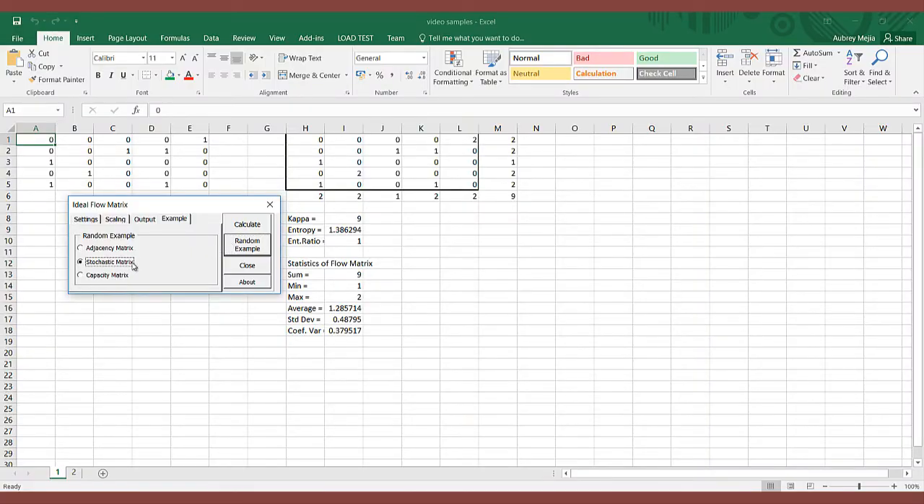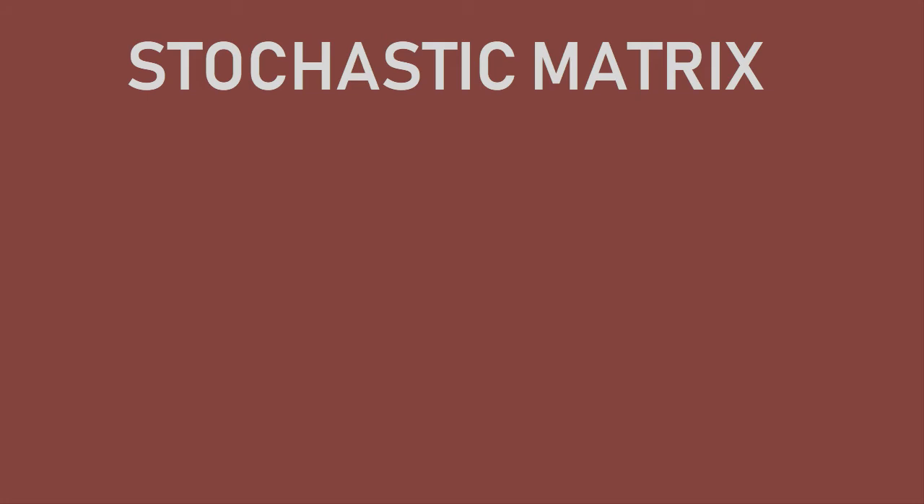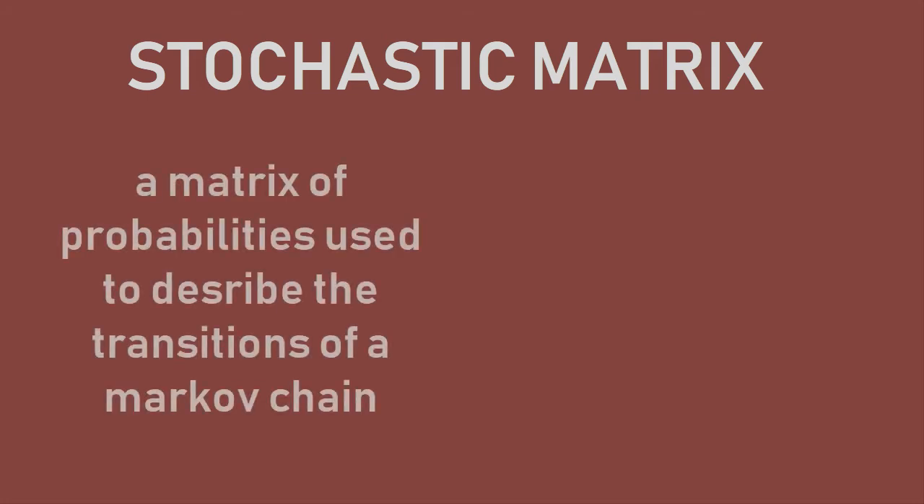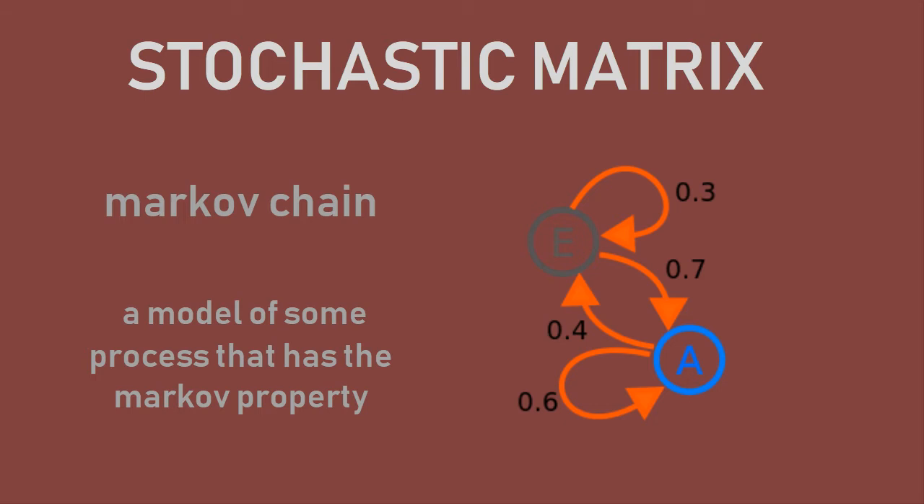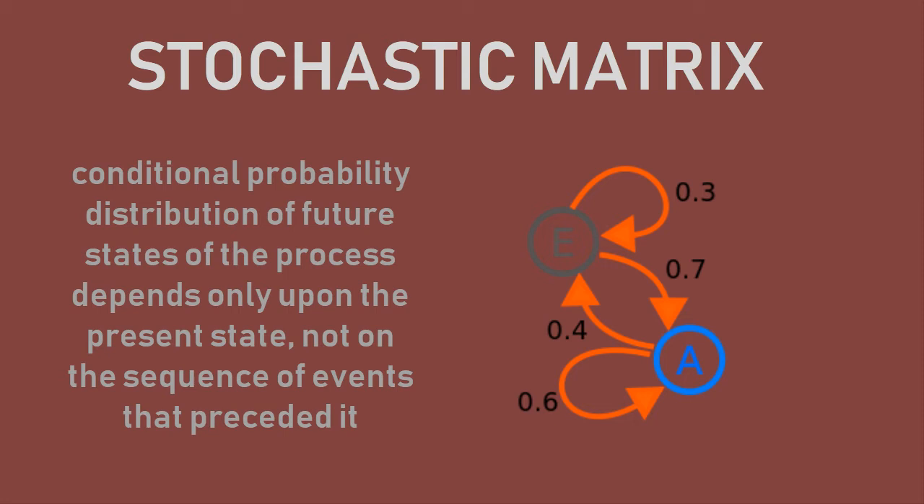Now, the next option. We can generate an example with a stochastic matrix. Where there were only 1s and 0s before, we see now that we have ratios. A stochastic matrix is a matrix of probabilities, used to describe the transitions of a Markov chain. A Markov chain is a model of some random process that happens over time, which follows a rule called the Markov property. The Markov property says that whatever happens next in a process only depends on its current state and has no memory of the states before.